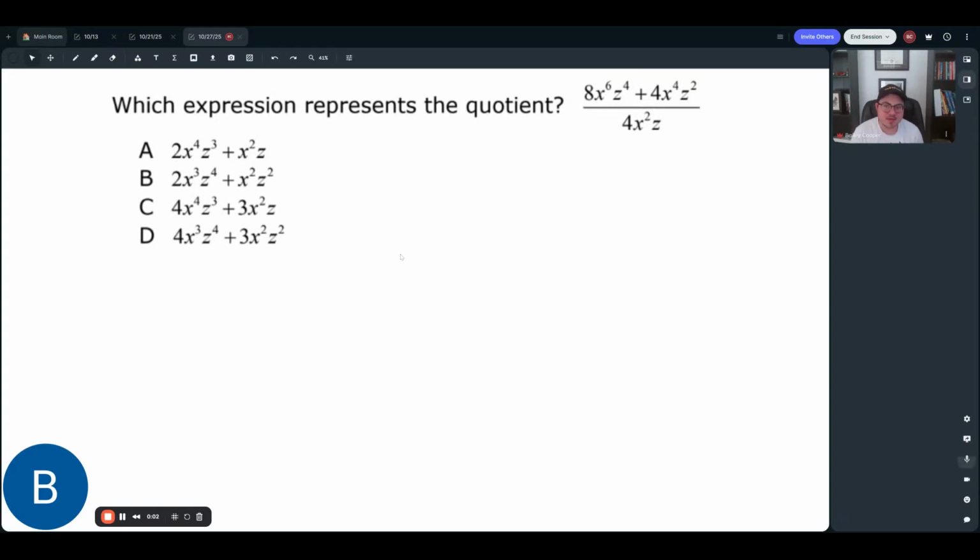Hi, I'm Bailey with My Math Experts, and today I'm going to show you how to simplify the following quotient: 8x to the 6th z to the 4th plus 4x to the 4th z squared, all over 4x squared z.